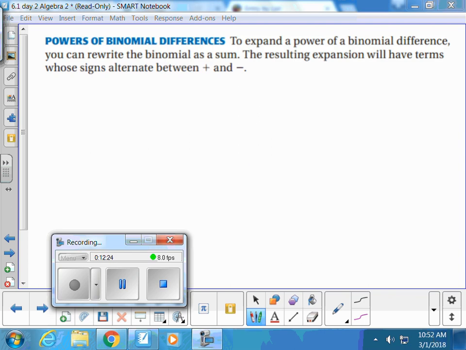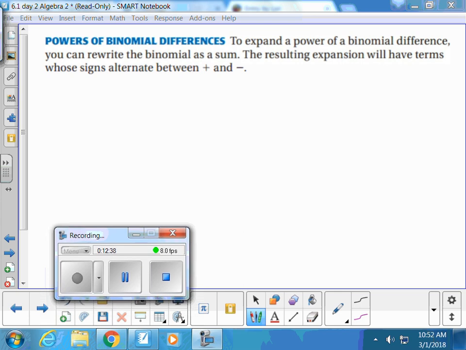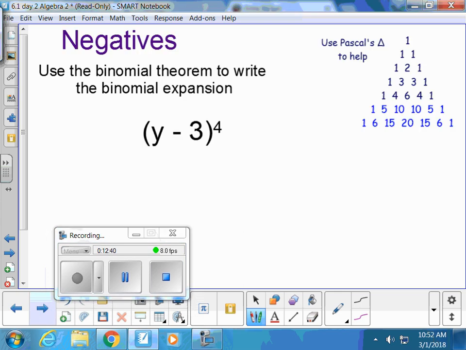So this is just a quick discussion about what happens if there's a minus. It says to expand the power of a binomial difference, you can rewrite the binomial as a sum. The resulting expansion will have terms whose signs would alternate between plus and minus. So what they mean by that is if we're doing y minus 3, you can write it as y plus negative 3, and then just use the negative 3 as the guy that you're cubing and squaring and stuff like that. Okay. Go ahead and jot that one down.